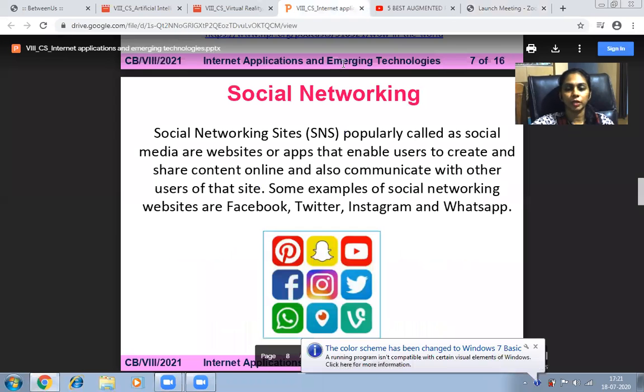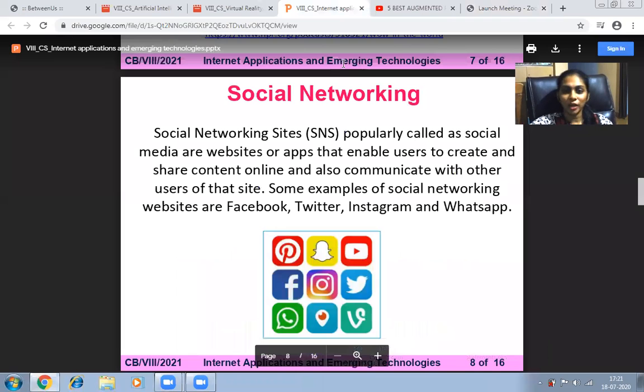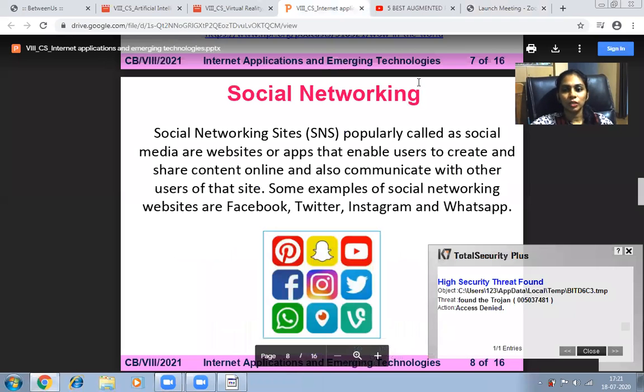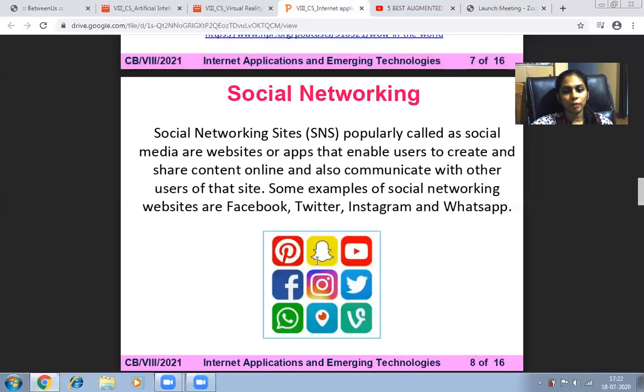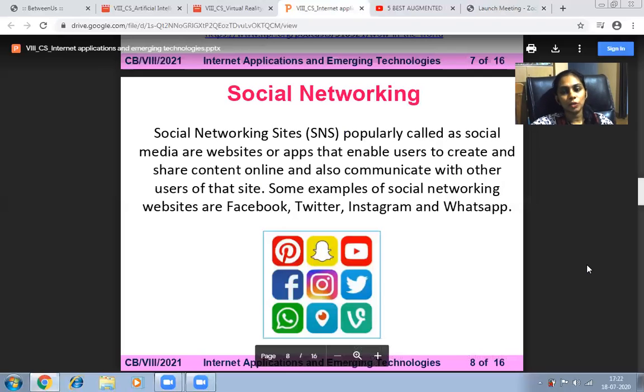Okay, so social networking. What is social networking? We have seen social distancing, but what is networking? You're connecting with people, family and friends all over the world. Social networking, or SNS, popularly called social media, are websites or apps that enable users to create and share content online and also communicate with the other users of that site. Some examples of social networking websites are Facebook, Twitter, Instagram, and WhatsApp. You can see more on the pages here, like Pinterest, YouTube and others. These are all examples of social networking websites.